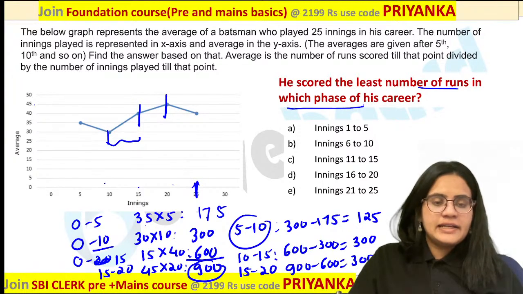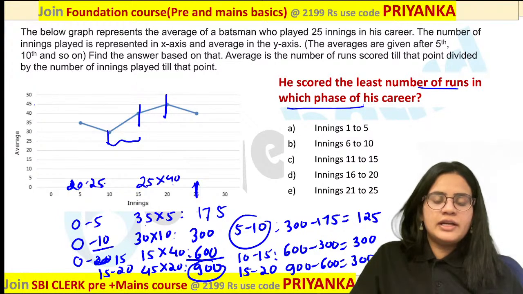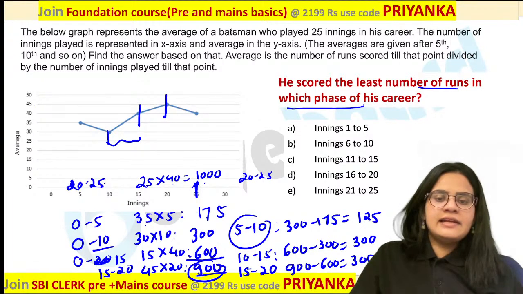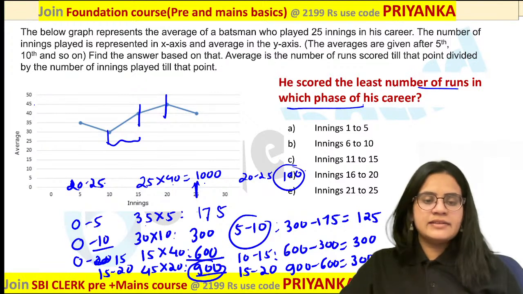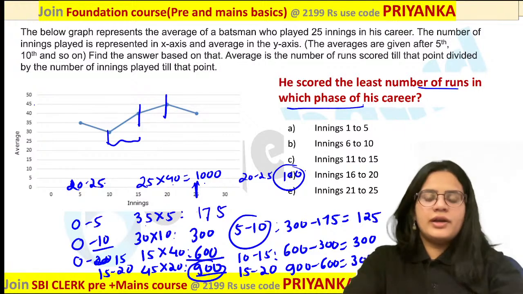And the last part, that is nothing but till 25. Okay, so let me write it here. If I am talking about 20 to 25, how will you calculate it? Till 25 you have 40 as the value. So 25 into 40, which is nothing but 1000. So what would be the value between 20 to 25? 1000 minus 900, that is nothing but 100 would be the value. Everybody is getting this?